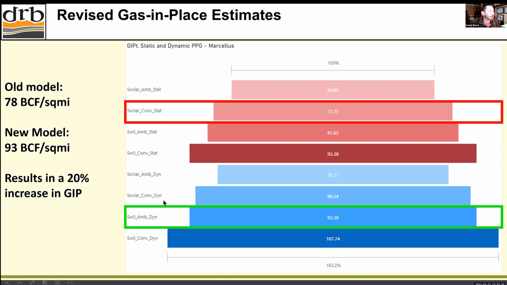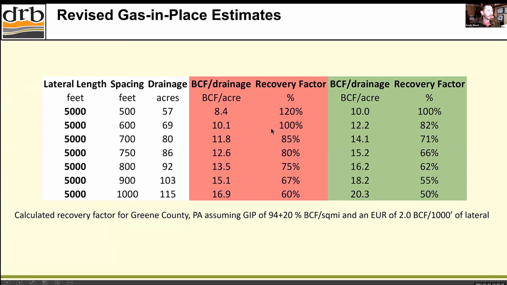But if we change that to where we assume that the water saturation is 0, we use the Ambrose correction, and we assume a dynamic pore pressure gradient, we end up with 93 BCF in place, or an increase of about 20% to our gas in place values. So if we compare those slides I showed way back in the beginning, this was what we had under the old way of doing things. If we add 20% to that gas in place, we can see we start to drop these numbers down to levels that are maybe more reasonable, or that people feel more comfortable with in terms of the recovery.